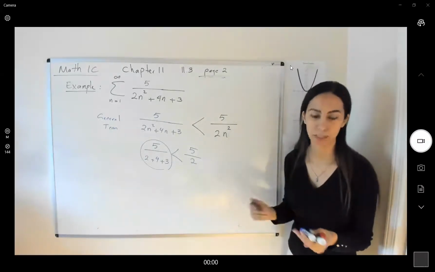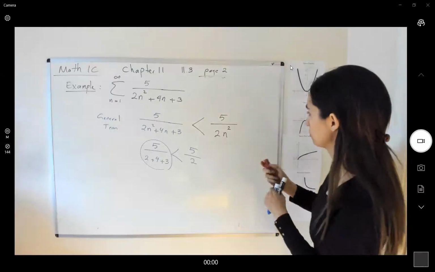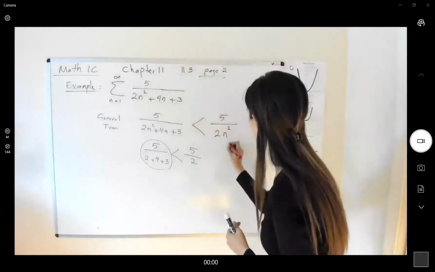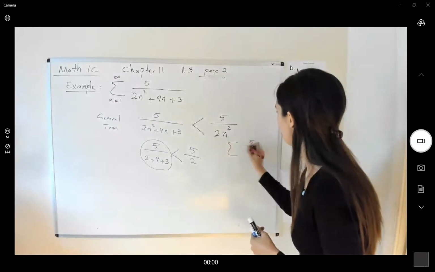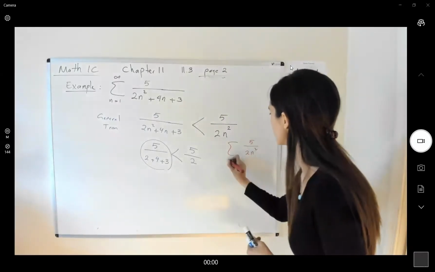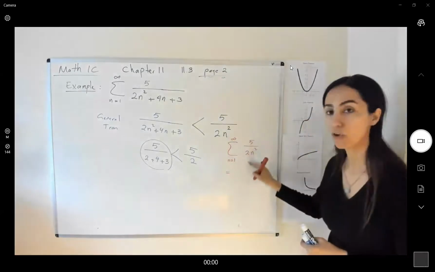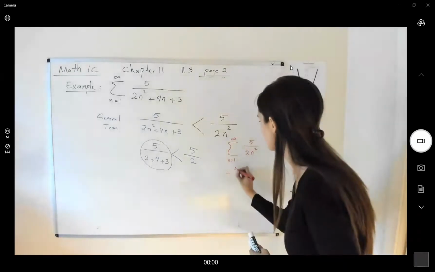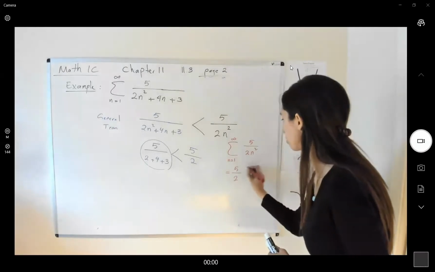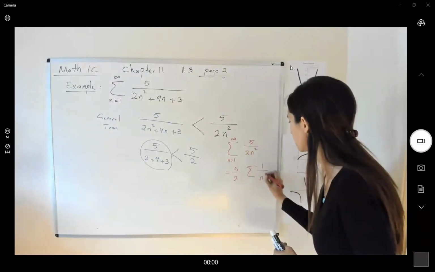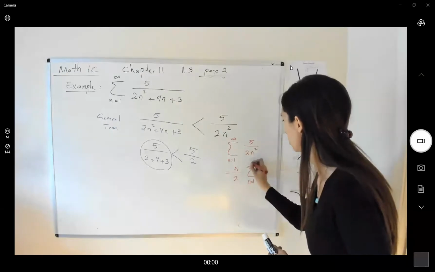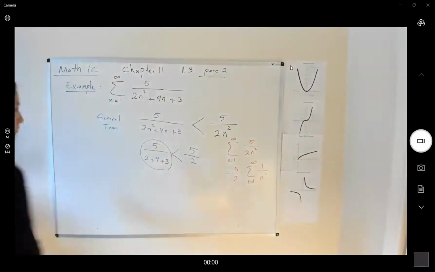Here you have a p-series. So if you form the series 5 over 2n squared, starting from 1 to infinity, you can write 5 over 2 in front of the series because it's just a number, it's just a coefficient. Then 1 over n squared, and starts from 1 to infinity. Very well.